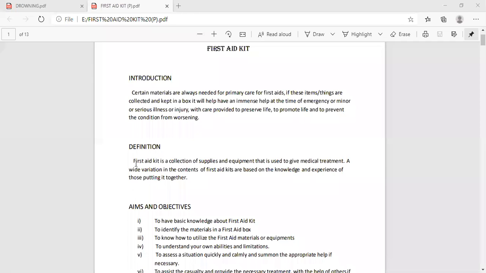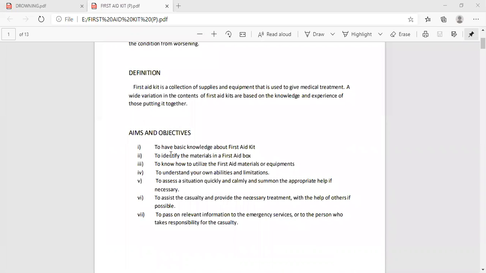Then the definition of first aid kit: it is a collection of supplies and equipment that is used to give medical treatment. If there is a cut in your finger, if you do not have anything with you, what will you do? If you have the first aid kit box with you, you can apply the ointment, you can put the bandaging so as to stop the bleeding. So these are some of the items that are required.